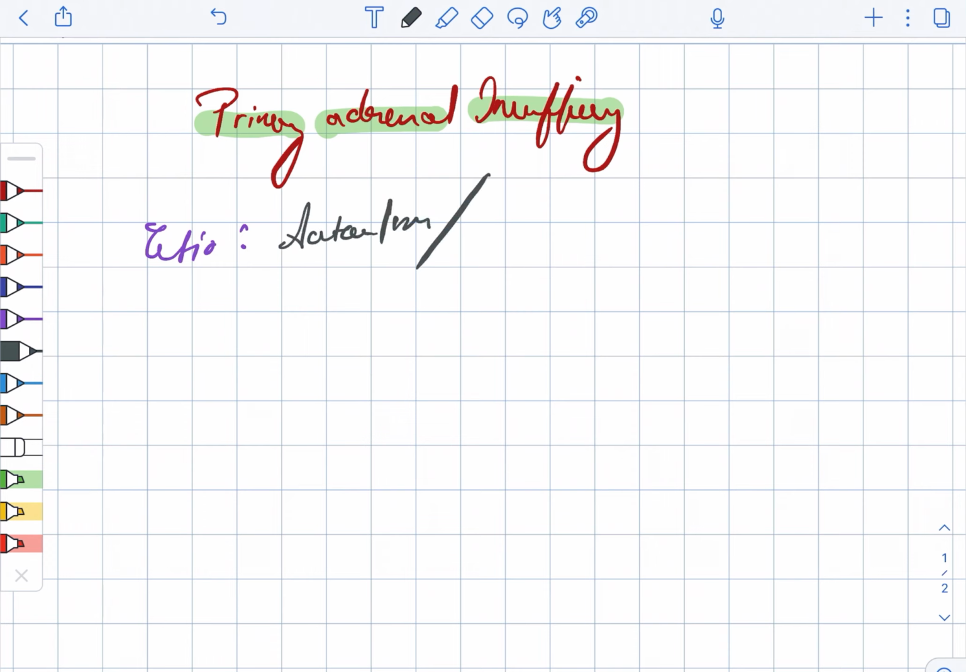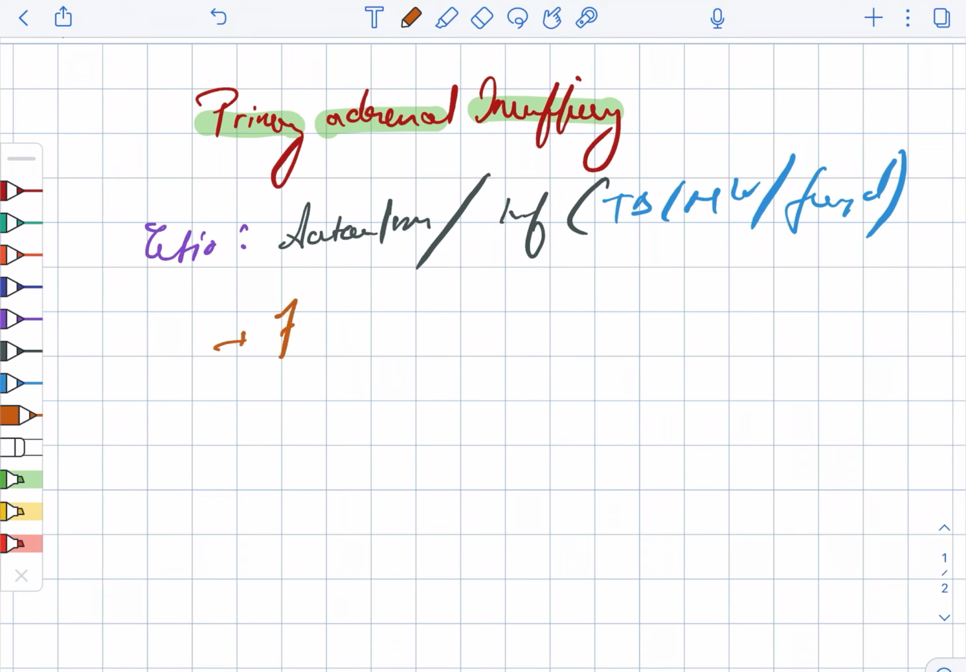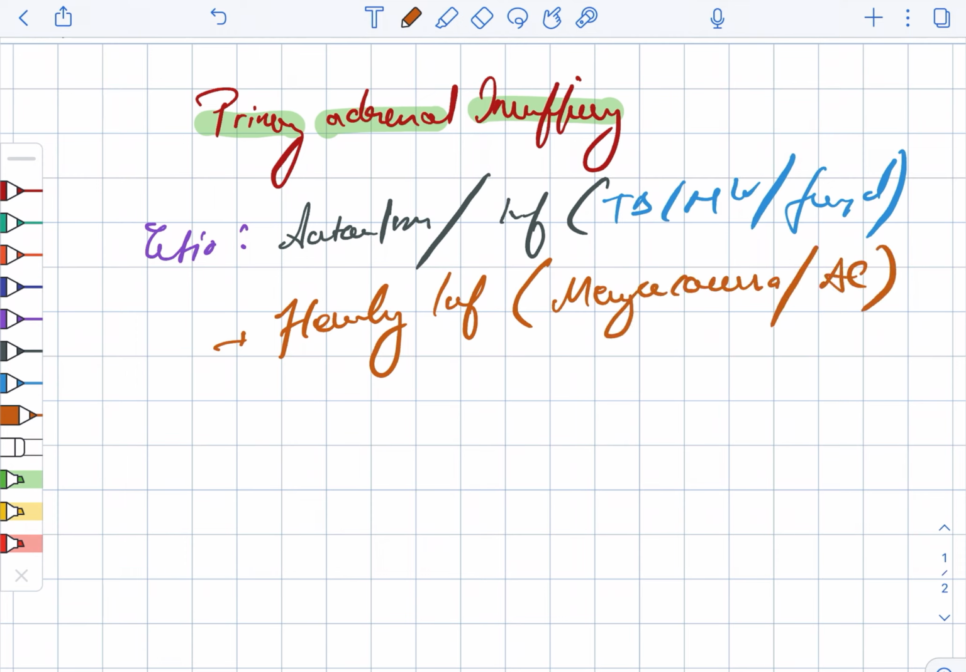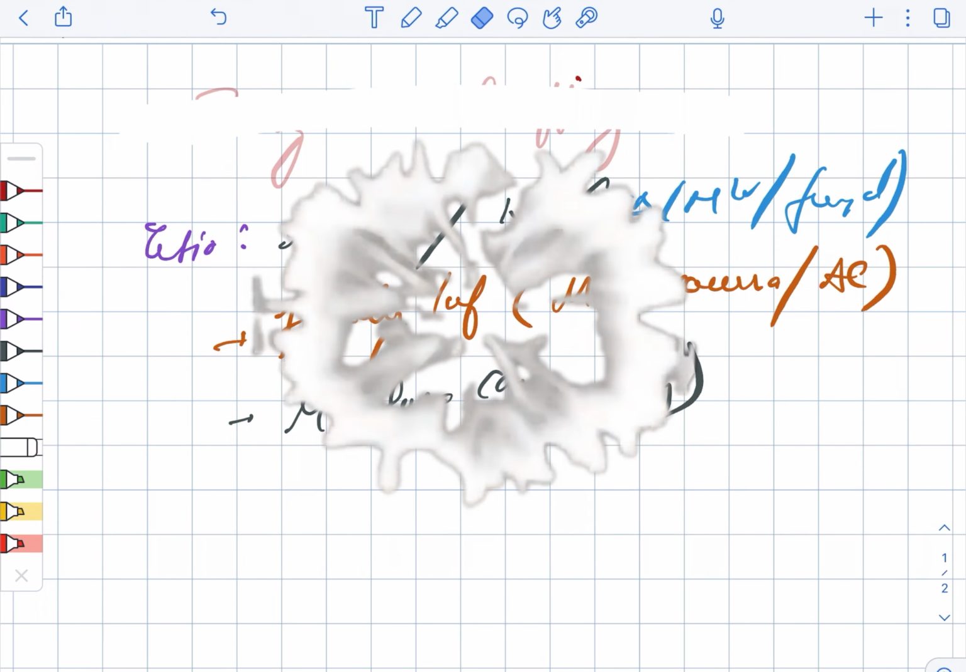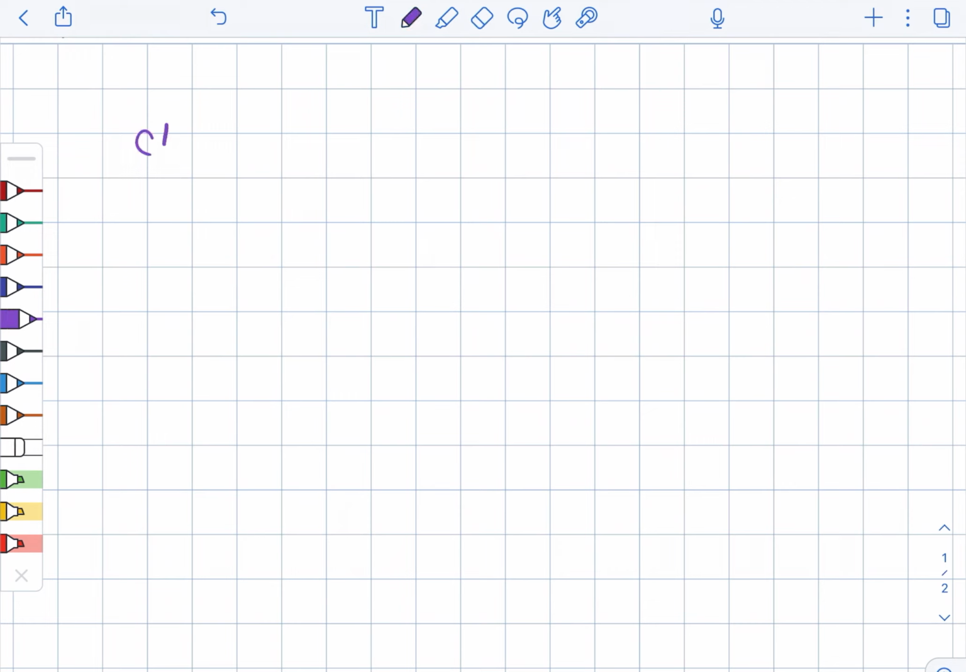Primary adrenal insufficiency. Looking at etiology, it can be autoimmune as well as infections. Infections can be TB, HIV, or fungal as well. Next, it also includes hemorrhagic infarction. This can include meningococcemia as well as anticoagulants. Next, there is metastatic cancer, which can include the lung.